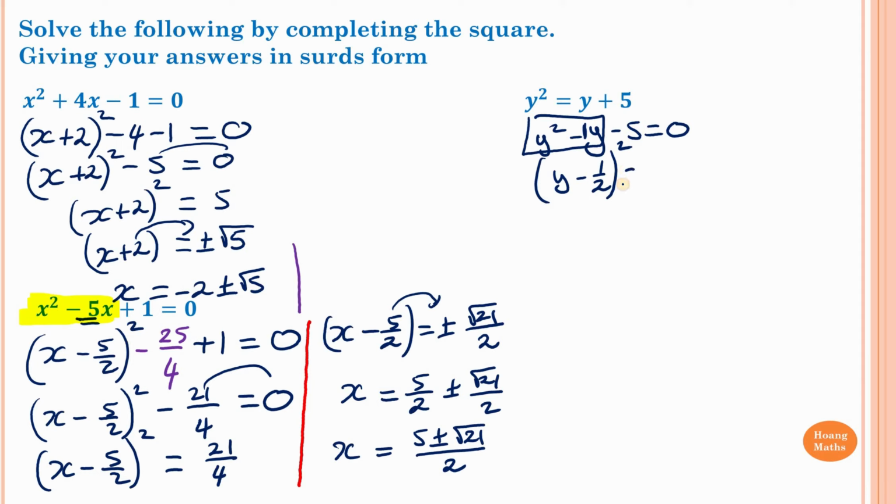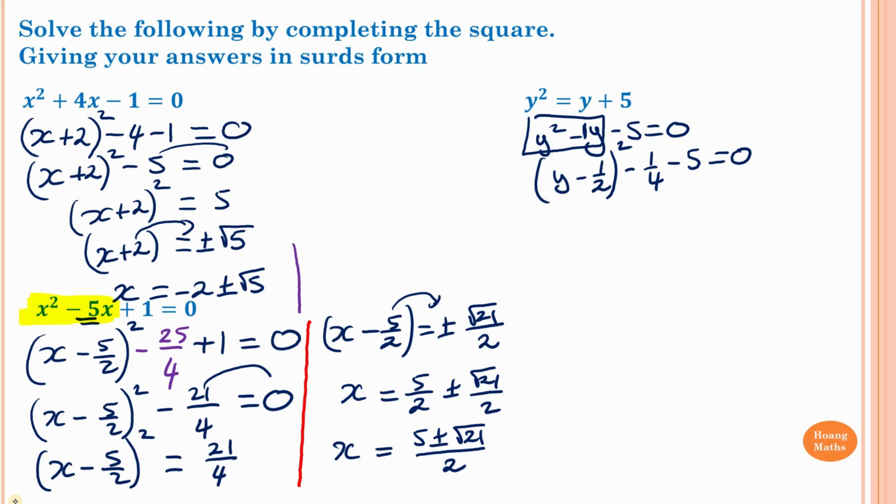So therefore y minus 1 over 2 all square. So that means a quarter. Because 1 over 2 all square is 1 times 1 is 1, 2 times 2 is 4. So therefore we need to minus that out. So minus a quarter. And then the 5, I just write it down. So minus 5 there, which is equal to 0.